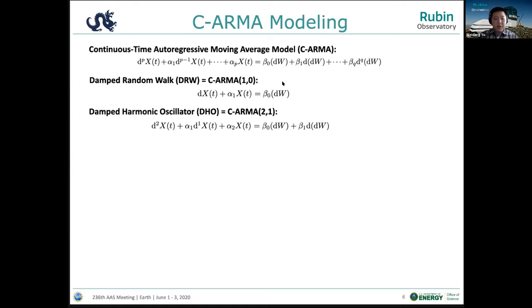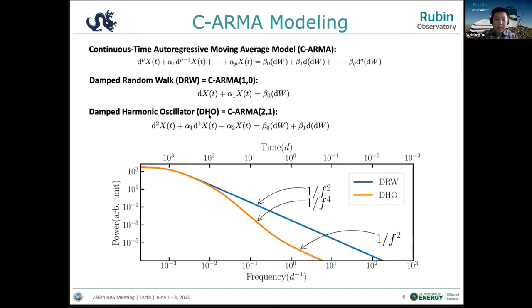We use, in particular, CARMA(2,1) or damped harmonic oscillator models to do AGN variability analysis. You can see there's two additional parameters in DHO compared to DRW that will provide more flexibility while we do the light curve modeling. Here is another visual illustration of the difference in PSD between the DRW and DHO. DRW PSD has a fixed slope of -2, but the PSD of DHO is allowed to go steeper than -2.